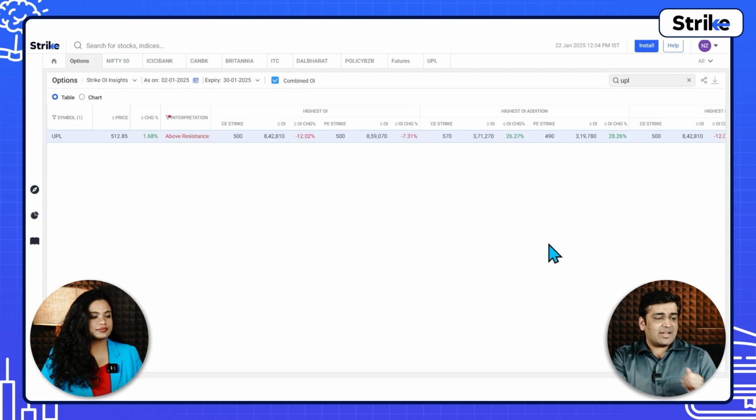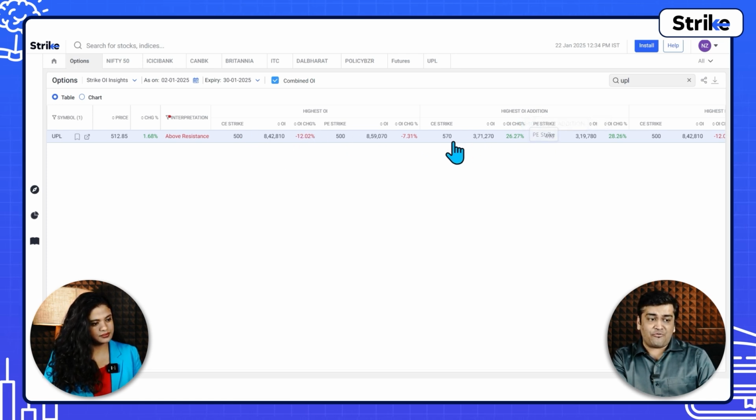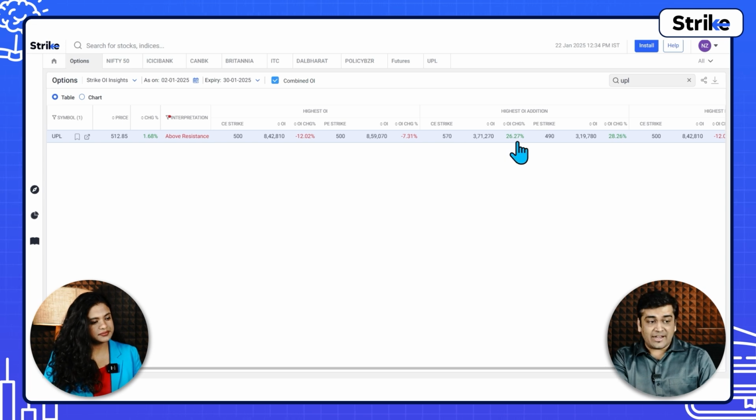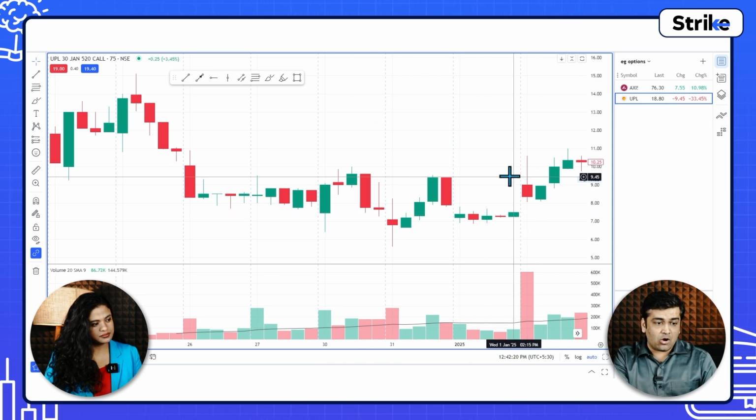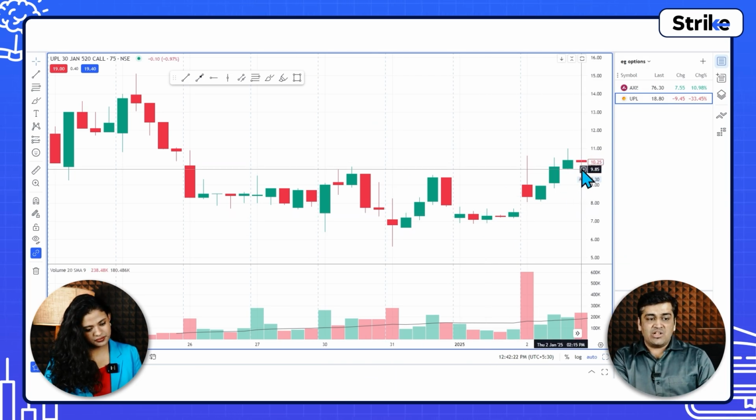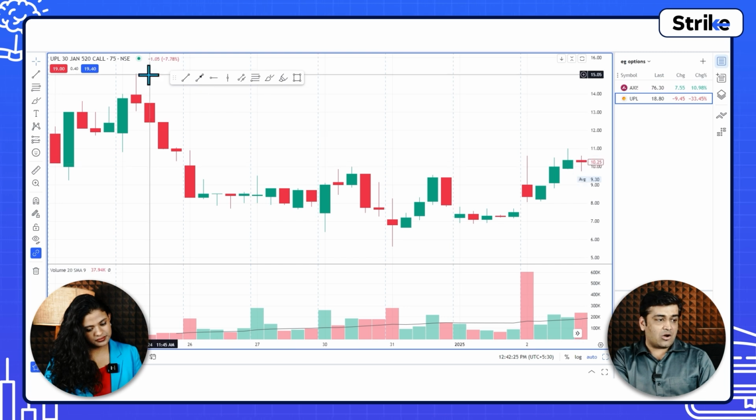So we saw that in UPL, the prices on 2nd of January went above the resistance level. From 500 it came to around 512. And what happened was that there was a reduction in 500 OI, and there was an addition of 570 OI. Correct. Call addition. So if we want to buy a call, let's suppose we take a 520 call on 2nd of January, on a 75-minute chart, UPL 520 call.